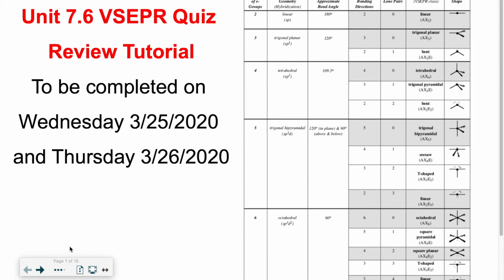In this video, we are going to be going through the Unit 7.6 VSEPR Quiz Review assignment on Quia. This assignment is to be completed on Wednesday 3/25 and Thursday 3/26. Before you start, you should have out your molecular geometry summary sheet, so I have a picture of it here on the right, and you should also have out a periodic table.